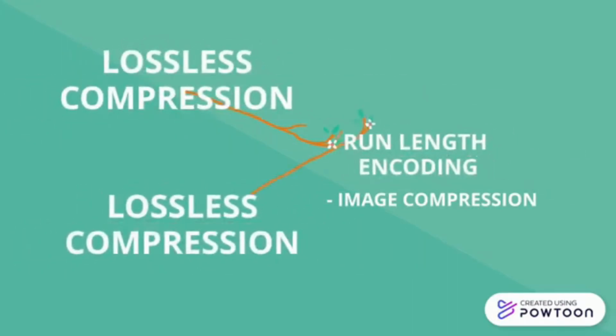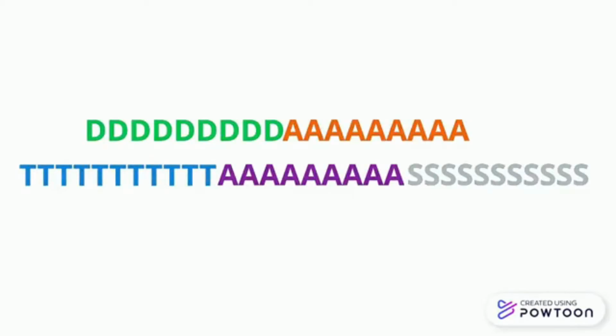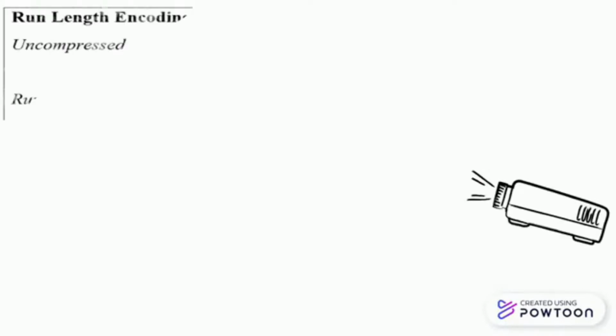Run Length Encoding is a lossless compression method that takes advantage of the data's running length of characters. This algorithm works on sequences where the same value appears many times in a row. For example, if you want to compress this text, you can represent it as D10A7. This is another example of run length encoding.